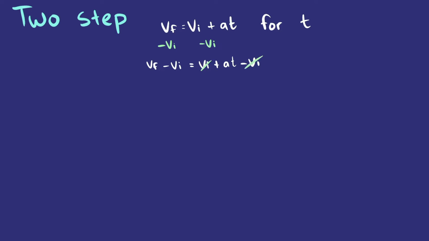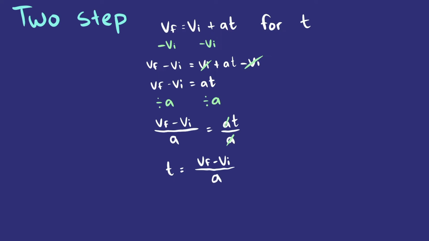Next up, vf equals vi plus at for t. We first subtract vi from both sides. Now since vi minus vi equals 0, these effectively cancel, which leaves us with vf minus vi equals at. Our last step is to divide both sides by a. A divided by a equals 1, so these effectively cancel, and that gives us vf minus vi divided by a.